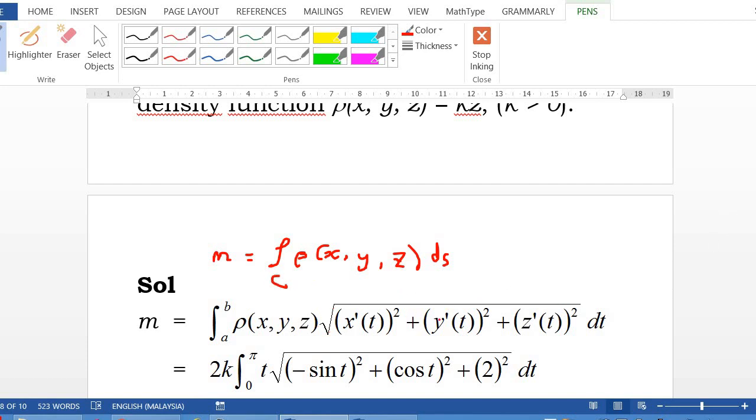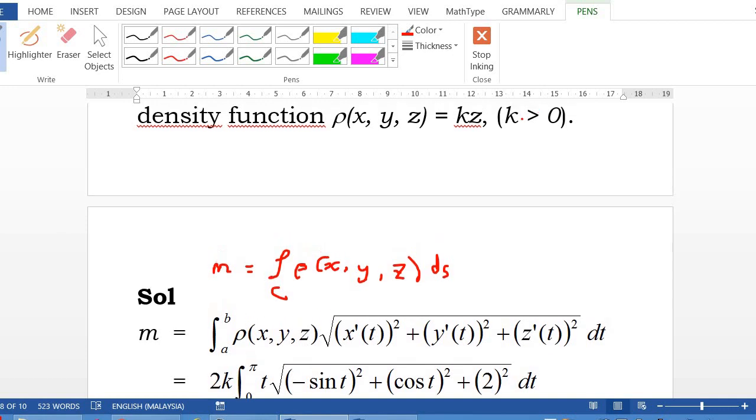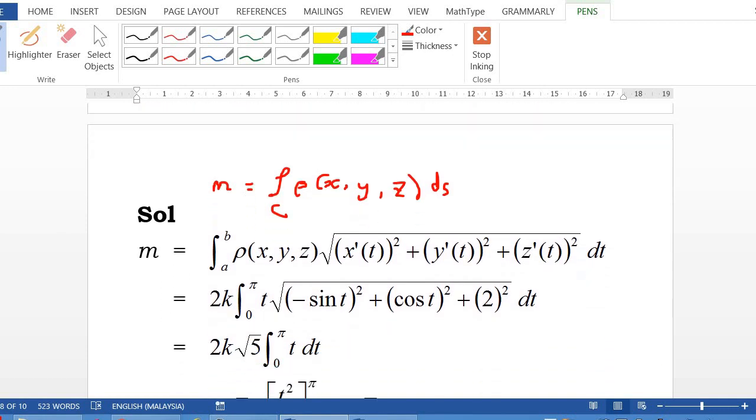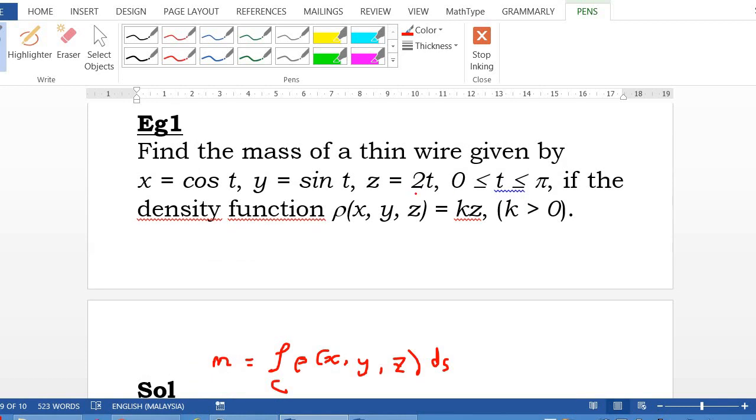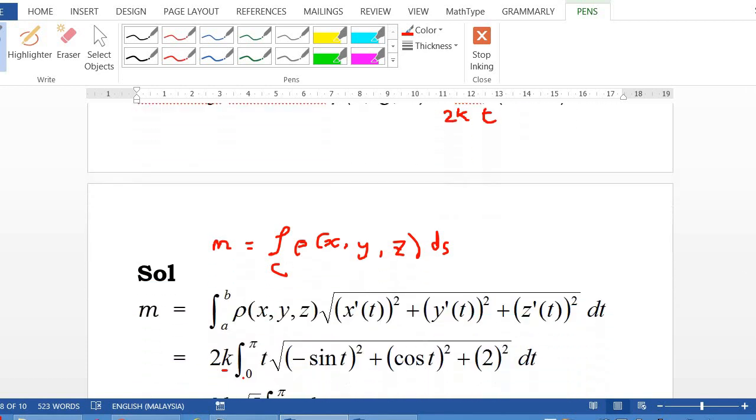ds is actually the square root of (dx/dt) squared plus (dy/dt) squared plus (dz/dt) squared, dt. Rho(x, y, z) given is k times z. So plug in: this is kz. What is z here? z is 2t. So the density function k times z is 2kt.